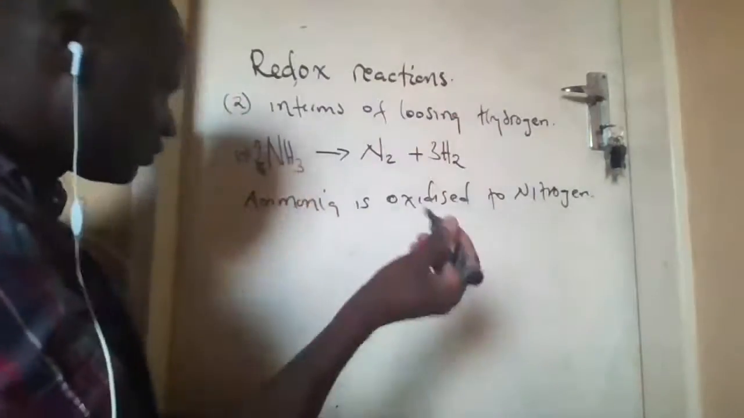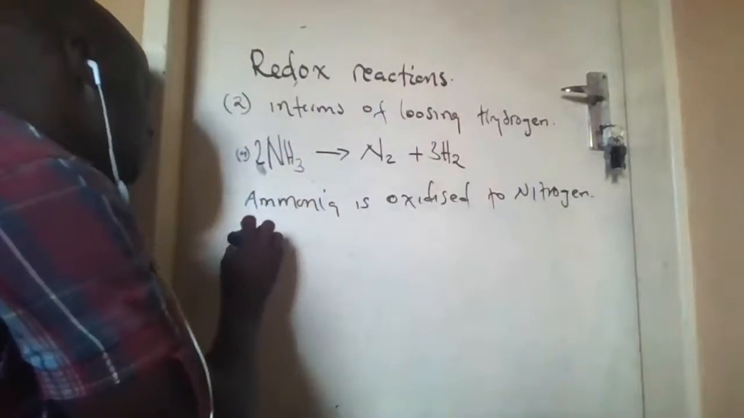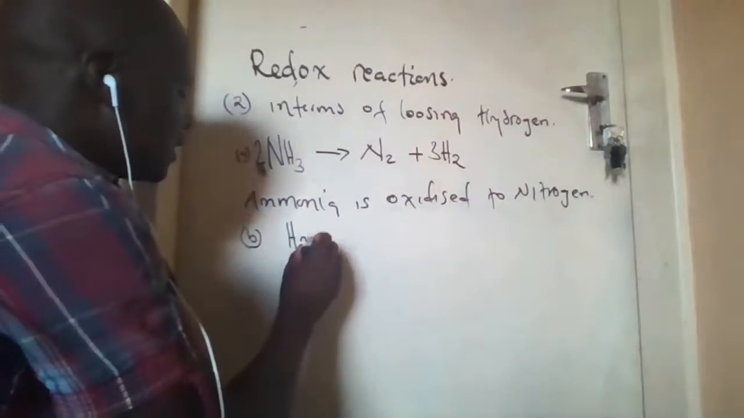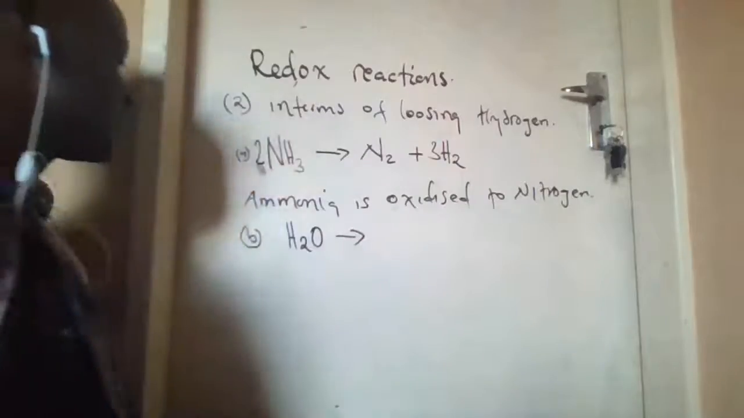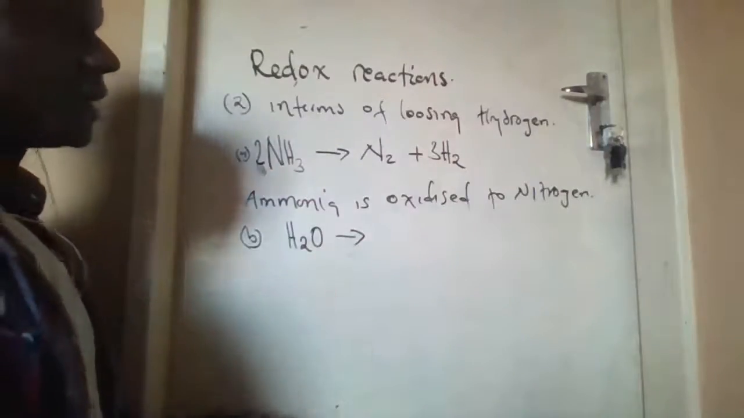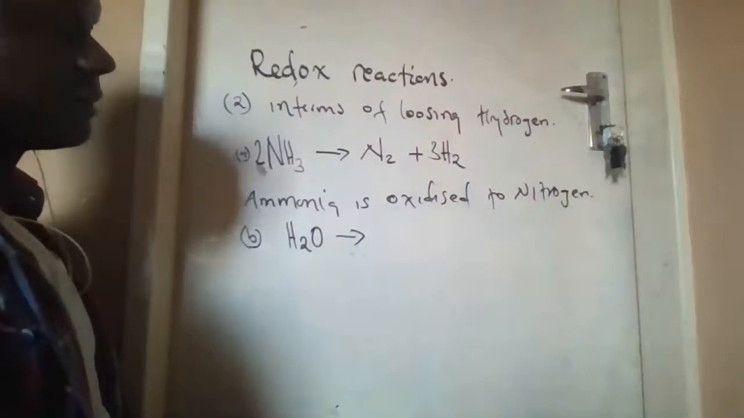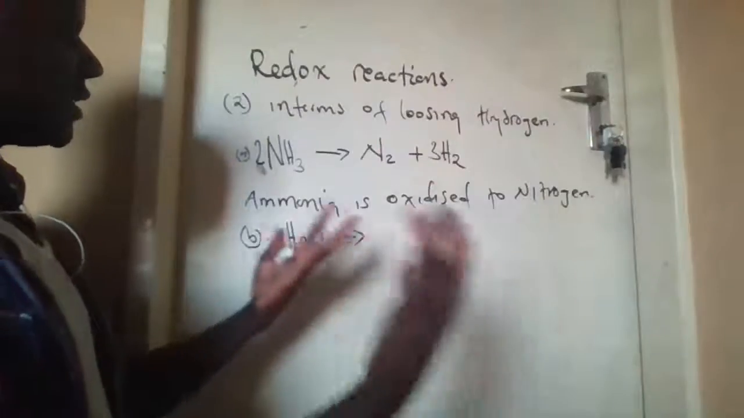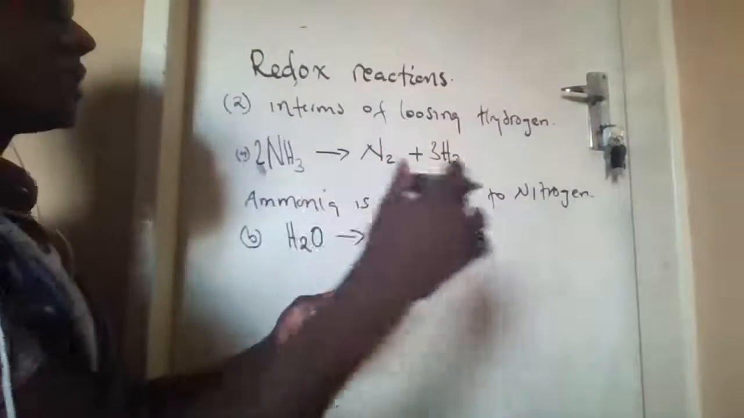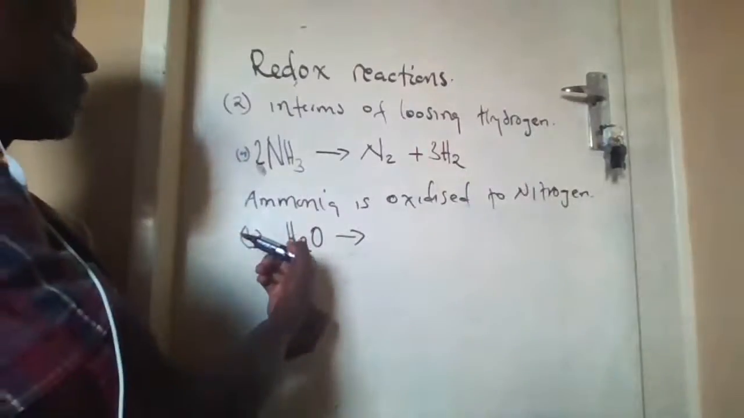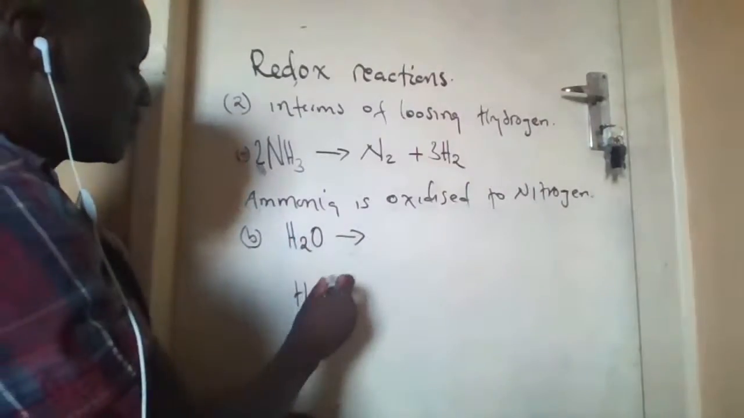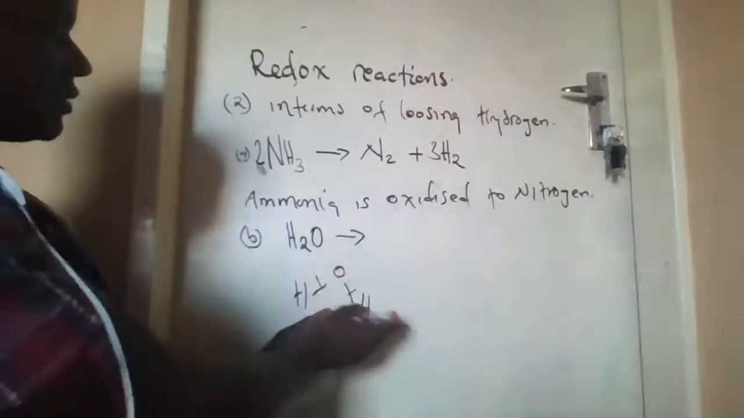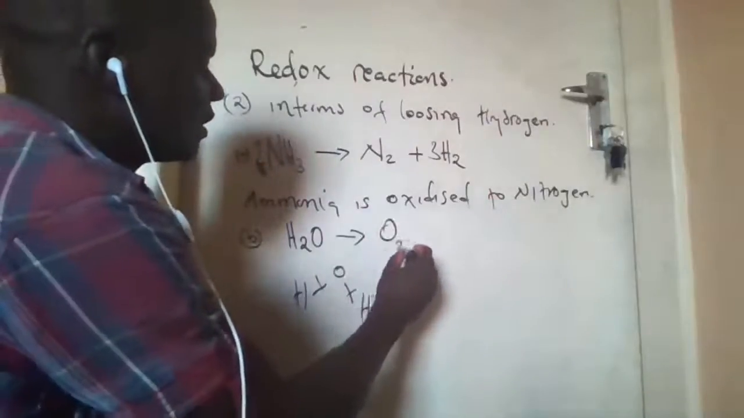The other one we can talk about maybe is photolysis, the splitting of water. When water is acted upon by light, let's say during the process of photosynthesis, the presence of sunlight is to make sure that these bonds between hydrogen and oxygen in water are broken. And once these bonds are broken, you're going to have oxygen forming.